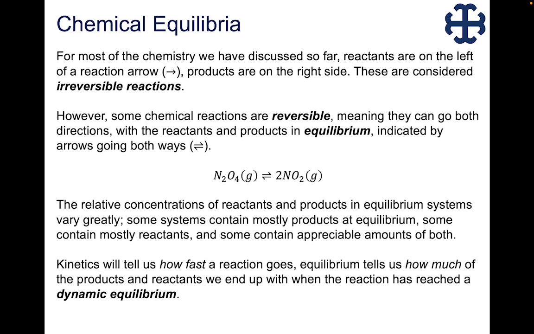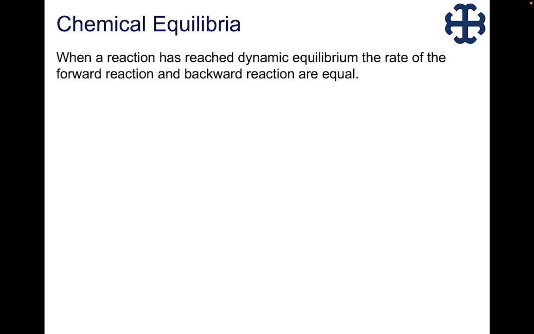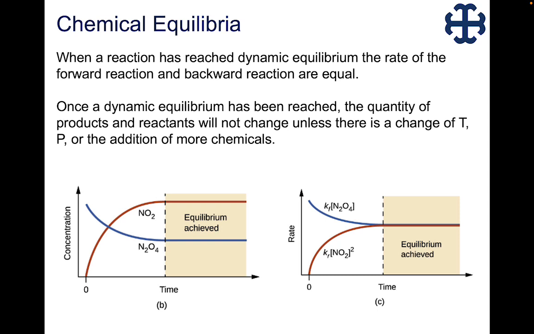equilibrium dynamic. So what dynamic means in equilibrium is that the rate of our forward reaction and the rate of our backward reaction are going to be equal. So once we reach that dynamic equilibrium, the amount of our products and the amount of reactants will not change as long as we don't have a change in temperature, pressure, or the addition of more chemicals.